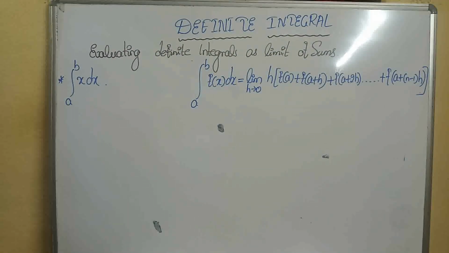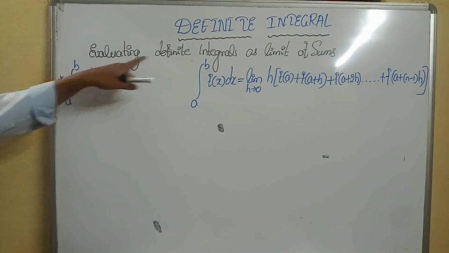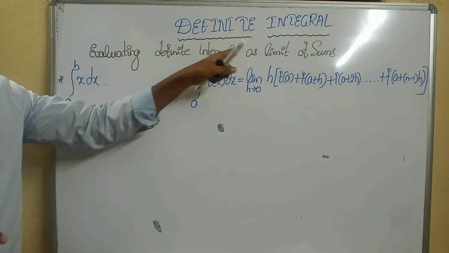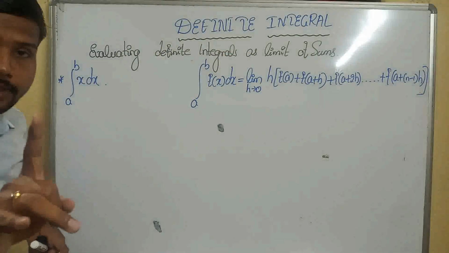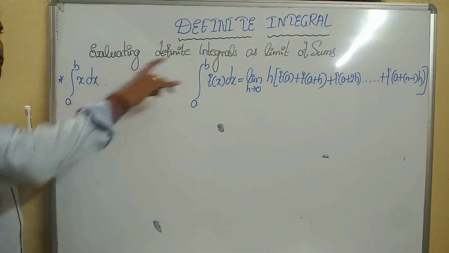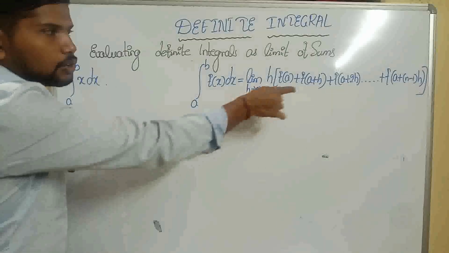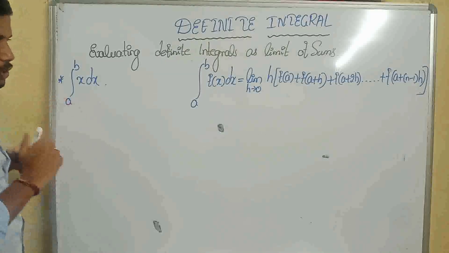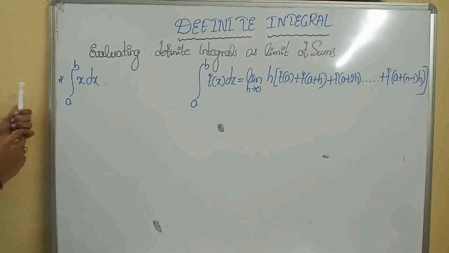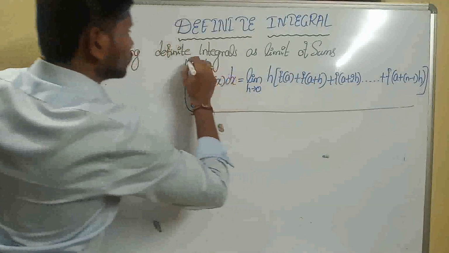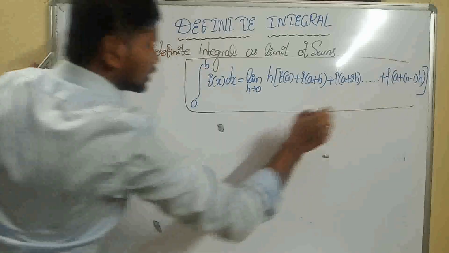Observe the board. We need to evaluate the definite integral because limits are given. Definite integral as a limit of sum. Whenever finding the integral of the given function as a limit of sum, I need to use this definition. I wrote the definition and already explained it. Now you need to write the actual part. This is the definition part that you need to memorize.